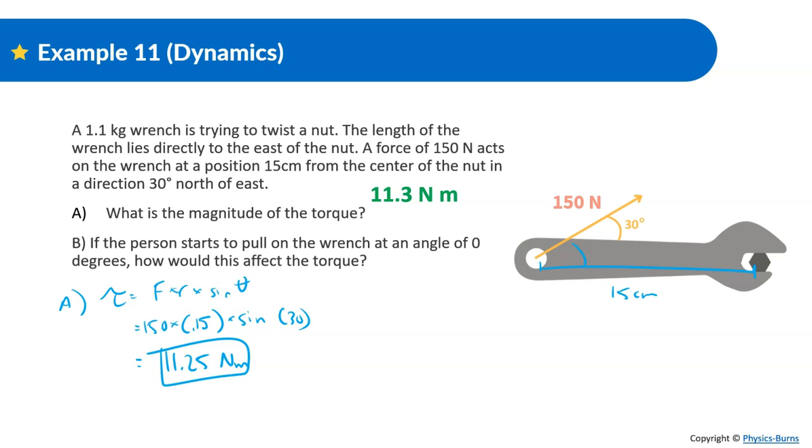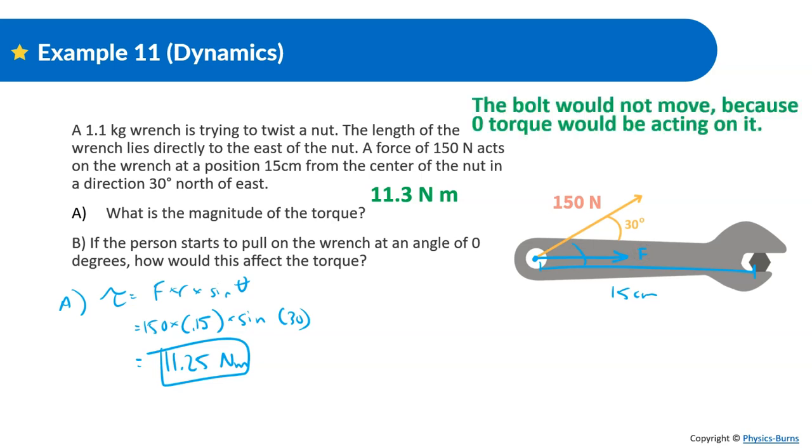Part B. If the person starts to pull on the wrench at an angle of 0 degrees, how would this affect the torque? Well, the angle of 0 degrees means you'll be pulling like this. That's the force. So that means the bolt would not move because 0 torque would be acting on it. Sine of 0 is equal to 0, meaning torque would also be equal to 0.